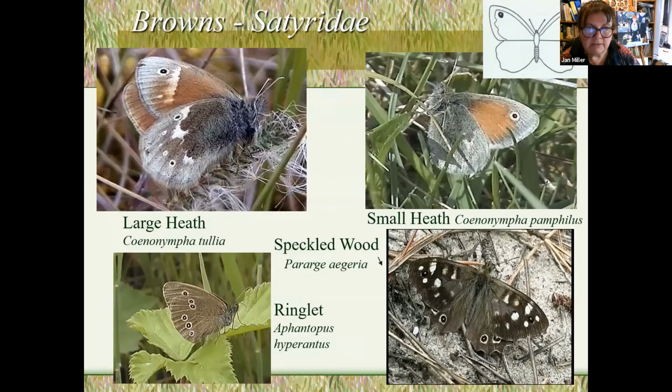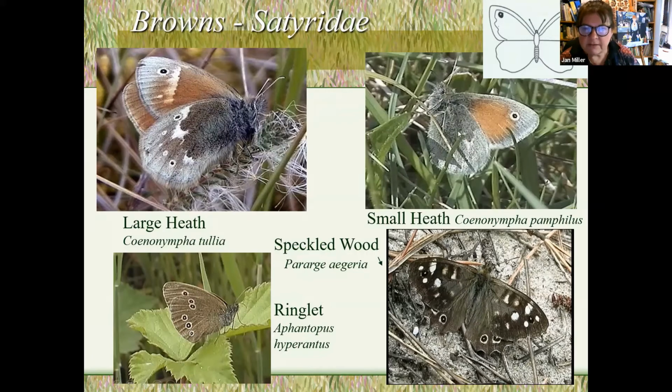And here are the other browns. All of these are fairly common now, apart from the large heath. This large heath is very scarce because its larvae have to feed on cotton grass, on boggy areas. So you only find it on boggy areas. And it's a kind of moth-like, furry, greyish underside and brown top wing.